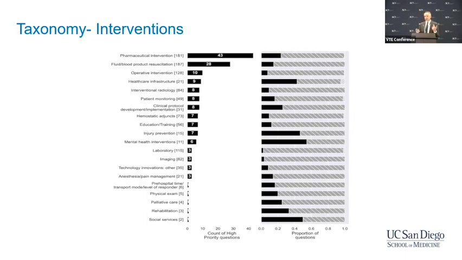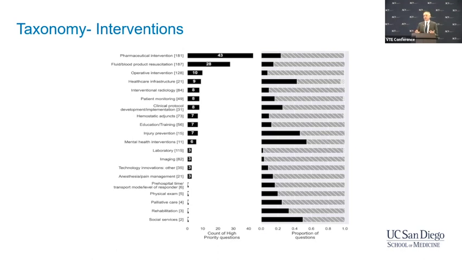This is a little hard to read, at least with my current eyesight, but this is just one example of the taxonomy, looking at interventions. So was it a pharmaceutical intervention, a fluid and blood product intervention, an operative intervention? Each question would be labeled under multiple different taxonomies, and we actually had multiple reviewers place them in that taxonomy to try to get some reliability in how we are relating things.